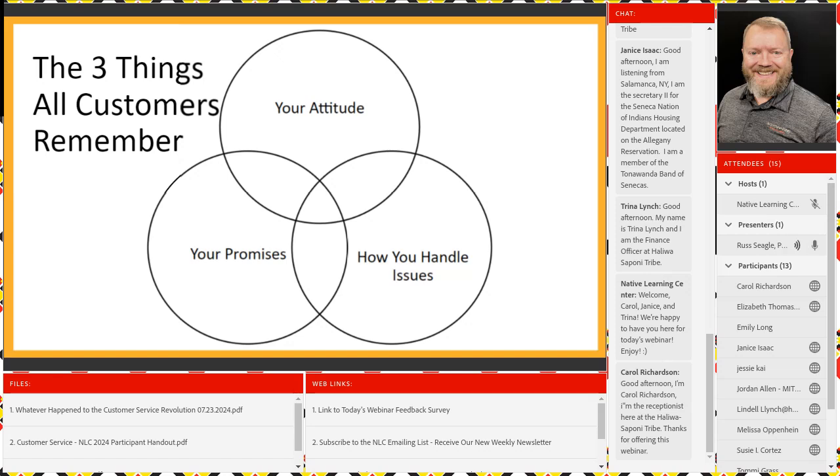So we have three circles here. This Venn diagram, if we start to overlap these, if we have a great attitude, if we take it upon ourselves to really handle all those issues that the customer needs us to handle, and we do a great job with that, and if we fulfill our promises, the more overlap we get, the more positive memory we're going to create with those customers. They're going to start to love us for all the right reasons.